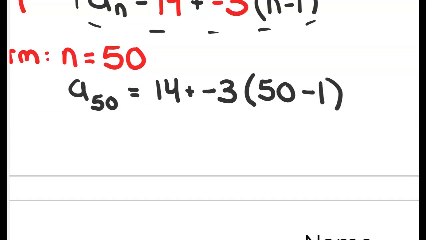And now we're going to leave this side. We never touch this side. You're not doing any math with this. This is just saying we're finding the 50th term. This is what the 50th term is going to be equal to on this side. So we have to take 50 minus 1 to start. We do anything that's in parentheses. So it'll be 14 plus -3 times 49.